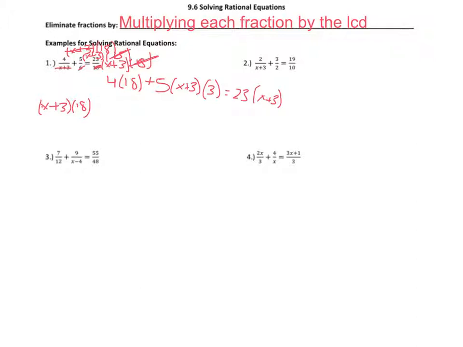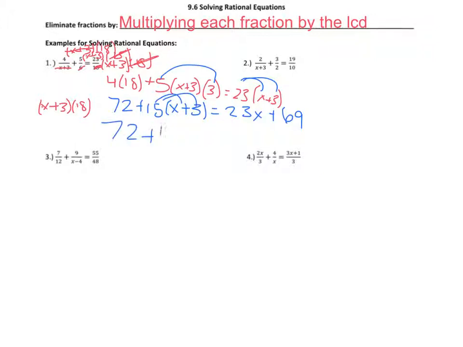So now we can simplify this. First, we have 4 times 18, which gives us 72. And then we have 5 times 3, which is 15, and that's multiplied with x plus 3. Then we have 23 times x plus 3, so I can distribute here, and I end up with 23x plus 69. Then I can distribute again with my 15, so that I have 72 plus 15x plus 45 equals 23x plus 69.